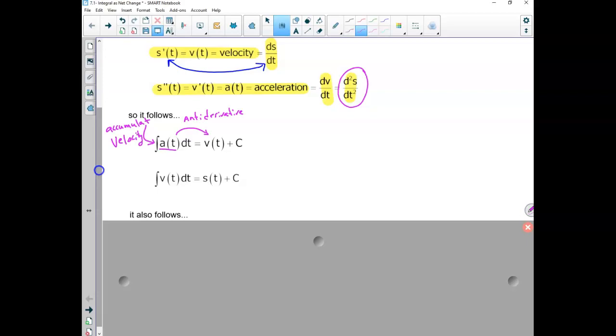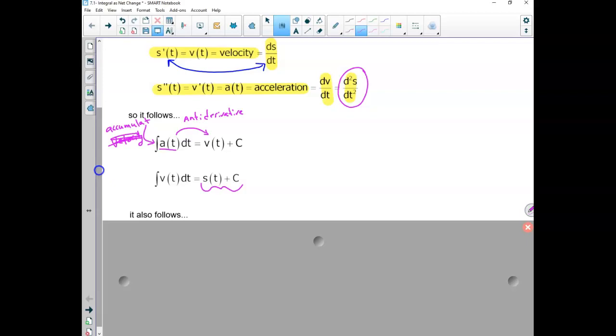Okay, so if I'm accumulating, actually there I'm accumulating acceleration, and in the bottom when I accumulate velocity to get position, I'm going to cross that out, and I'm accumulating acceleration to get velocity. And then if I accumulate velocity, I'm technically going to get position, okay?